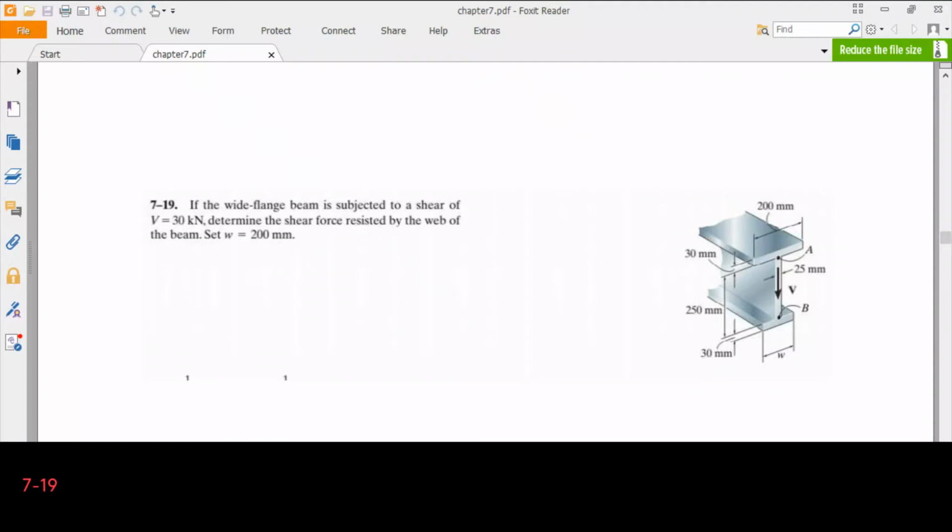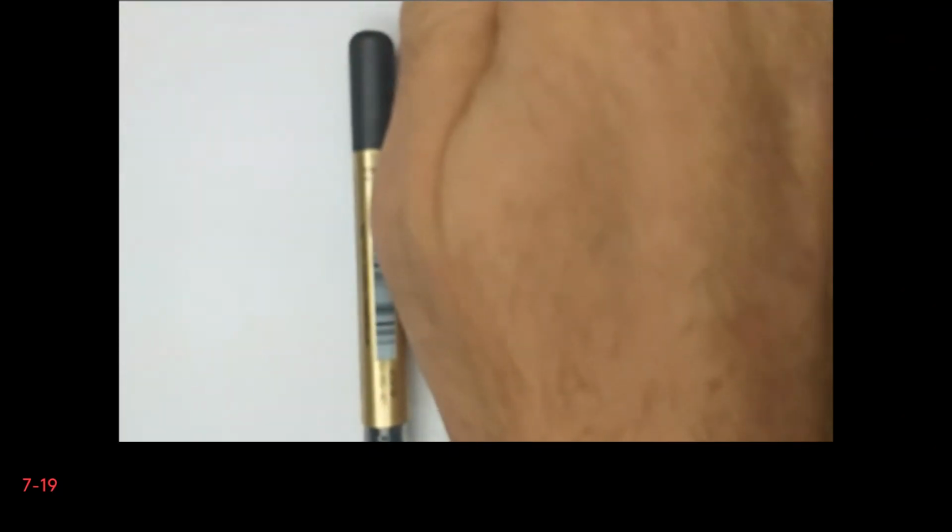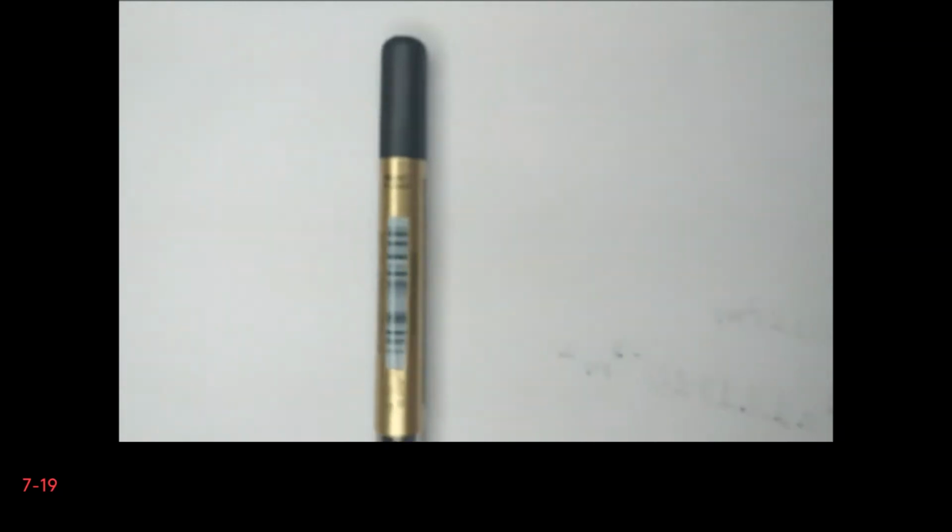So let's begin by defining the variables first. So we have an I-beam.